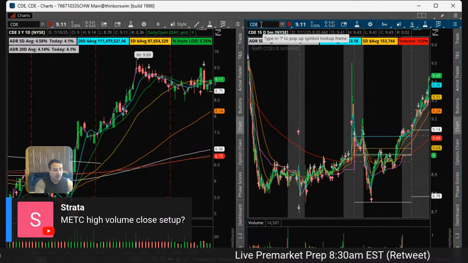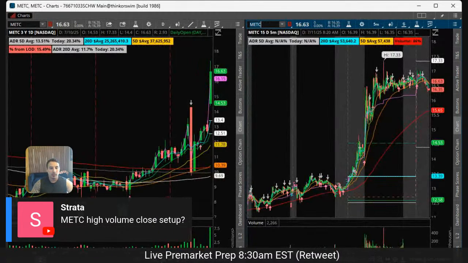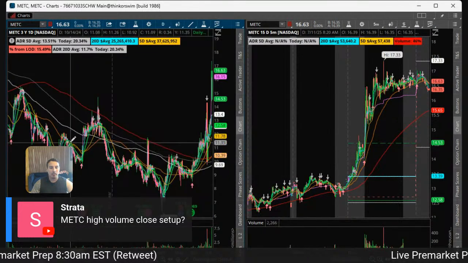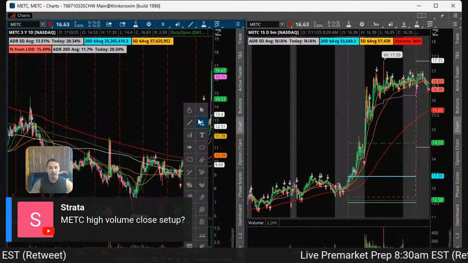And METC, is that Met Coal? I'm pretty sure it is. Yeah, I mean, let it set up a little bit better. Maybe a high volume close setup, but we'll see.